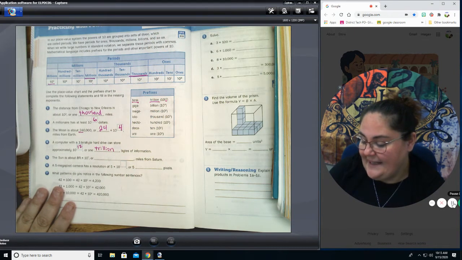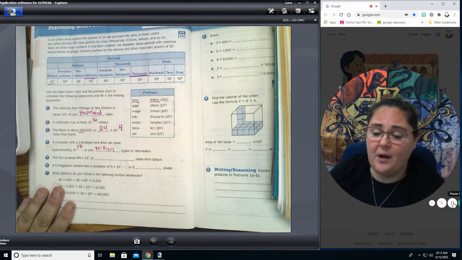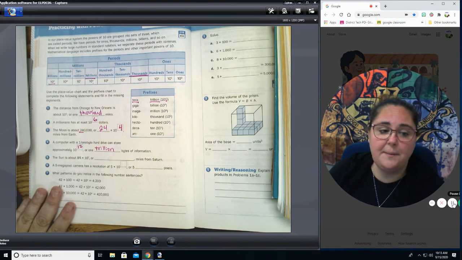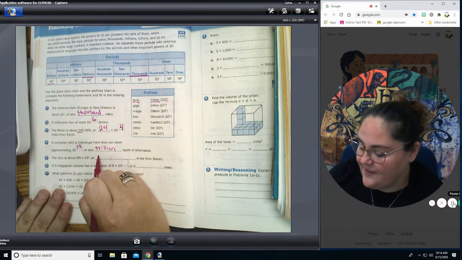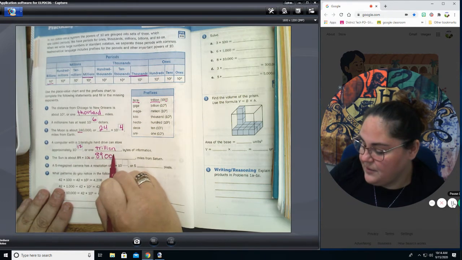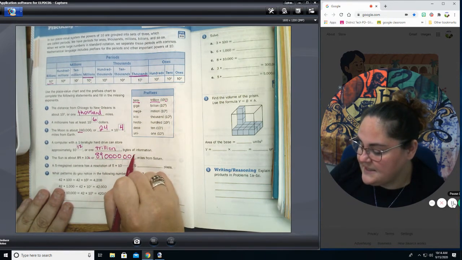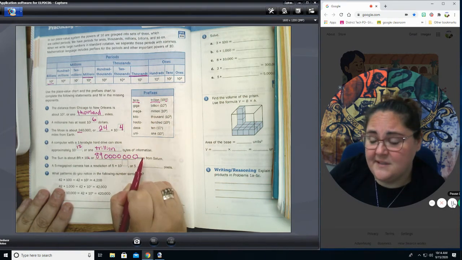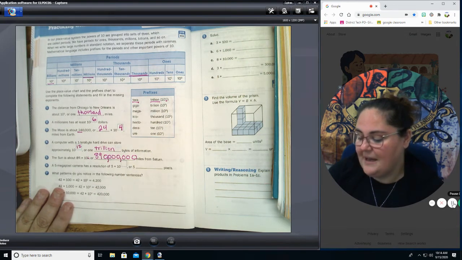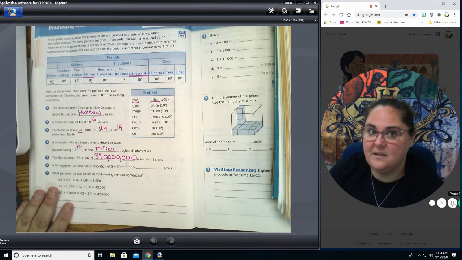The sun is about 89 times 10 to the 7th. I want you to pause the video and write this answer. How far is the sun from Saturn? You should hit pause. All right, 89 times 10 to the 7th. So I'm going to write my 89 and I'm going to write 7 zeros. 1, 2, 3, 4, 5, 6, 7. And then in order to put my commas, I always start to the right. Every group of 3 is where I put my commas. So 890 million.